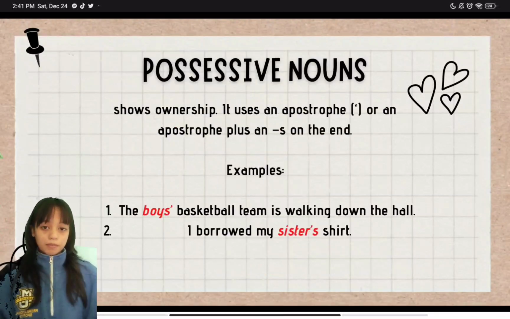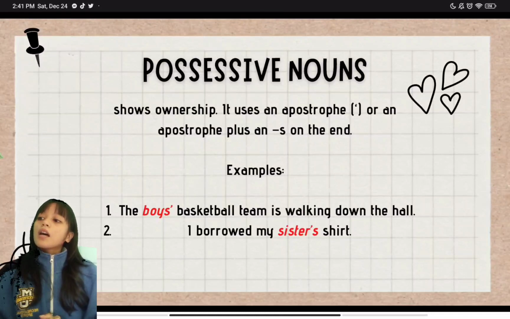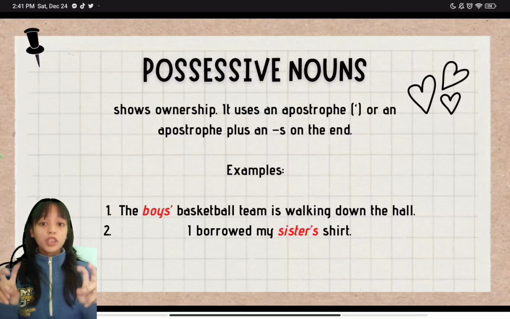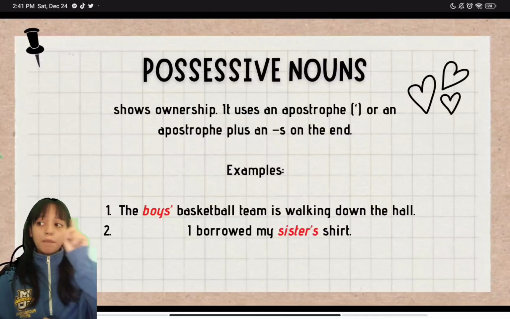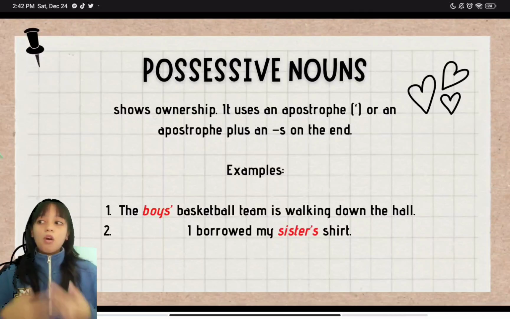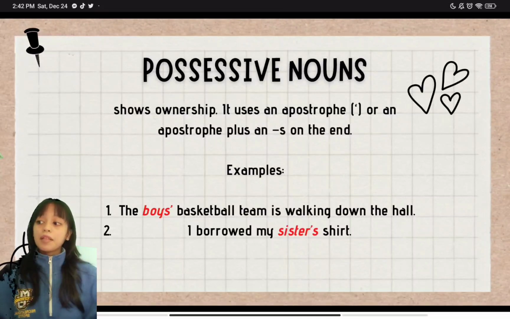So the next type of noun is the possessive nouns. What is a possessive noun? Yes. So from the word possessive, it shows ownership. Okay? It uses an apostrophe or an apostrophe plus an S at the end. So possessive, basically someone owns it, or you own it, or that thing owns it. So that is a possessive noun. An example is, the boys' basketball team is walking down the hall.